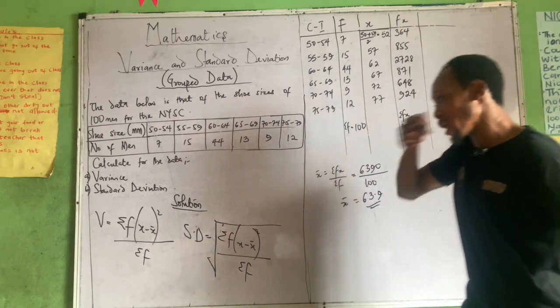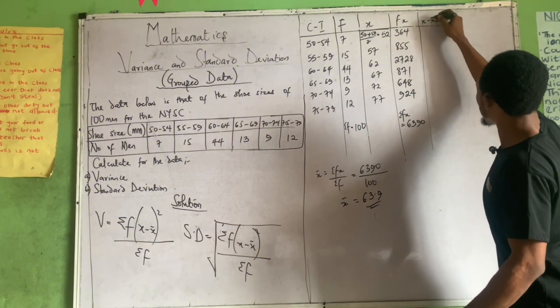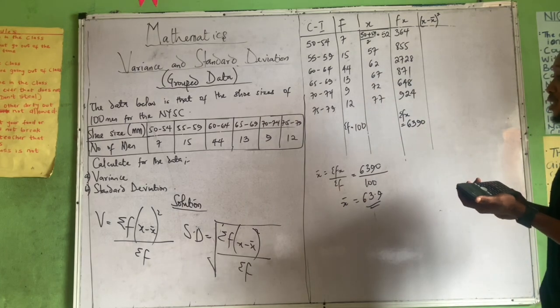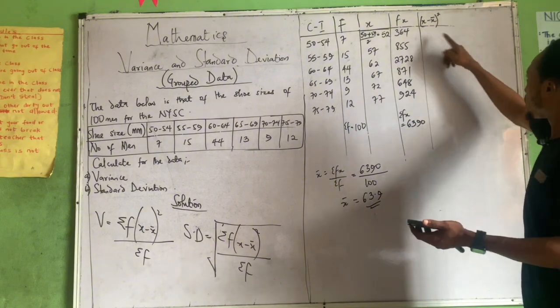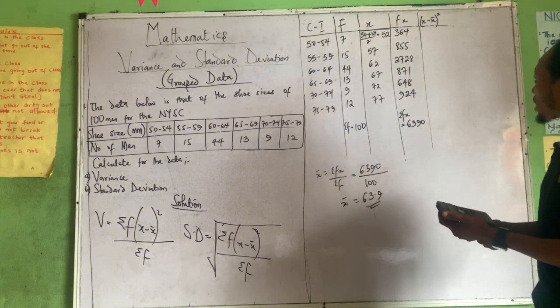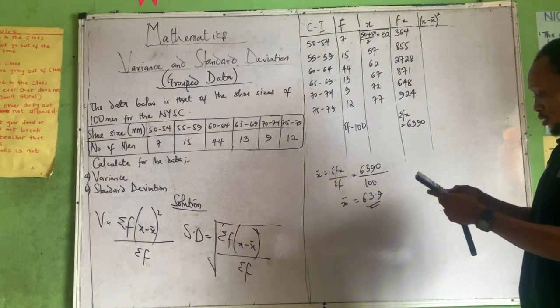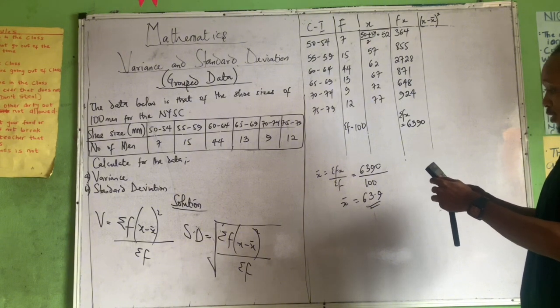So the next thing to do here is to find x minus x bar. Let me just put the square immediately, in order not to waste our time. Normally we are supposed to do x minus x bar, then x minus x bar squared, but let me just do it directly. This is my x minus this one, and I'll square it. So I have 52 minus 63.9. I have to be very careful when you are doing this. Then square.